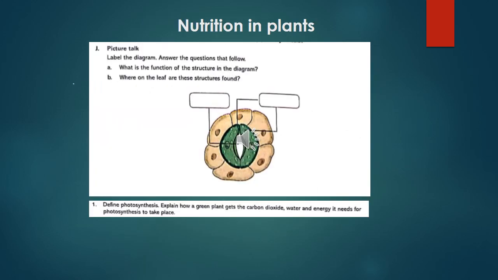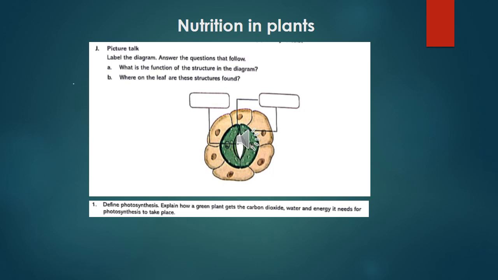Students, now we are going to discuss an important question from our exercise. The question is picture talk. Label the diagram. Answer the questions that follow. Question number A. What is the function of the structure in the diagram, and where on the leaf is this structure found? So this structure we have already discussed.